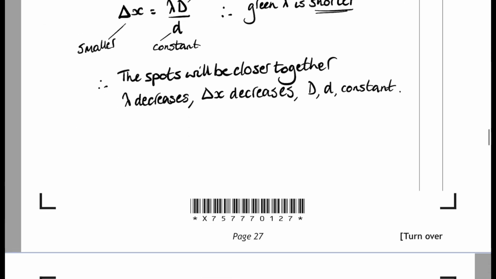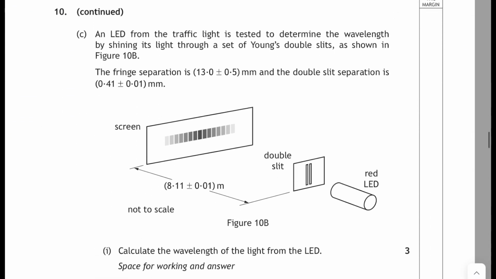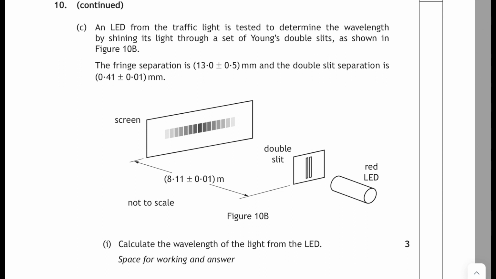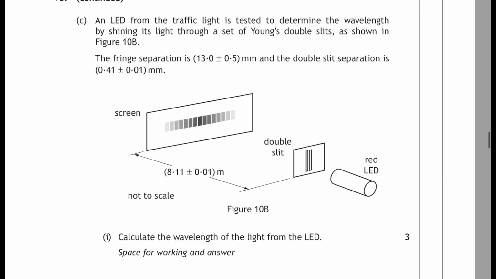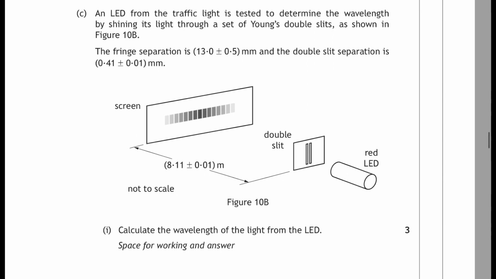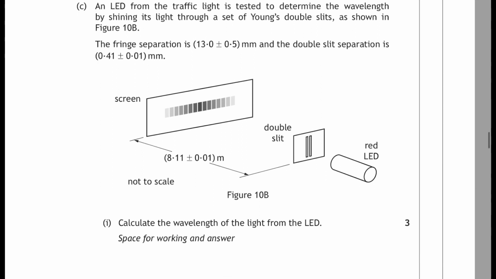Okay, moving on, part C. An LED from the traffic light is tested to determine the wavelength by shining its light through a set of Young's double slits as shown in figure 10b, and the fringe separation is 13 plus or minus half a millimetre, and the double slit separation is 0.41 plus or minus 0.01 millimetres. We're also told on the diagram that the distance to the screen is 8.11 plus or minus 0.01 metres.